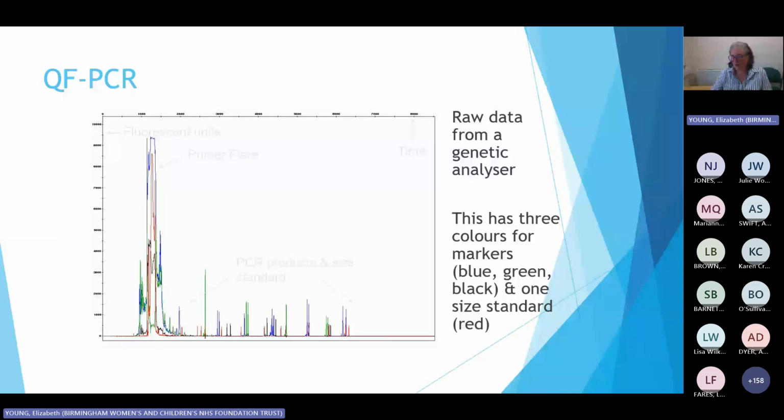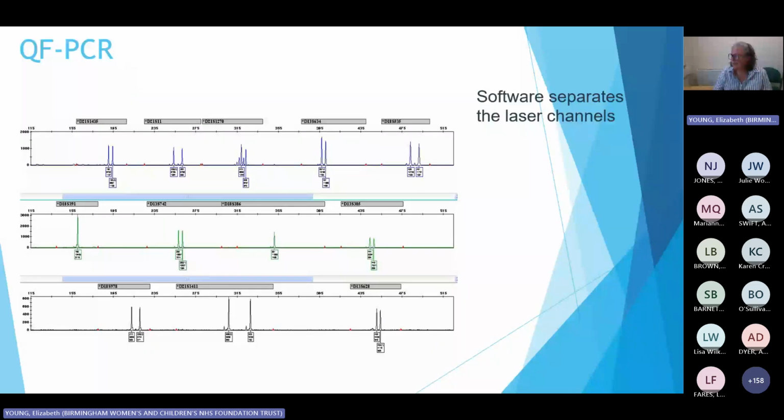So we need a special kind of software called GeneMapper that we use here in Birmingham, and it separates out based on colour and on size. Each of these grey boxes at the top represents a marker. The software can separate the peaks into the marker, and we can analyse to see how many copies of each of those markers the fetus has.